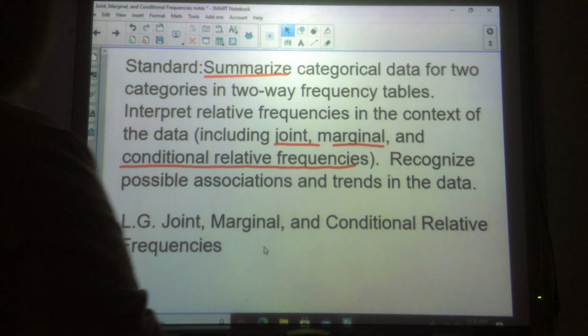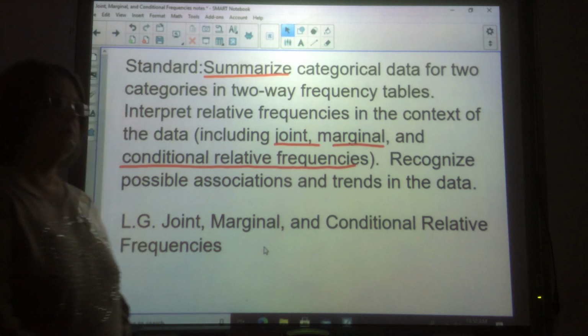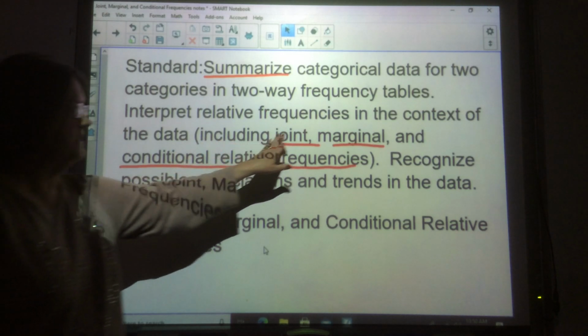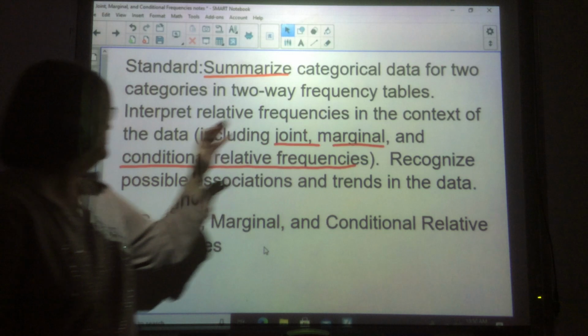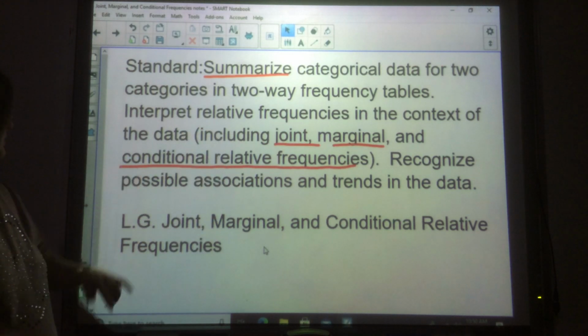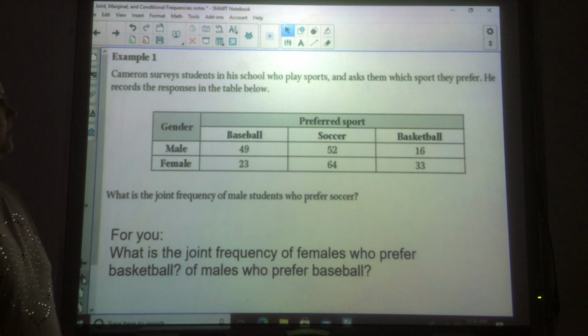Okay, we're going to be looking at two-way frequency tables and joint, marginal, and conditional relative frequencies. As you can see in the standard, it says including joint, marginal, and conditional relative frequencies. So that's what we'll be looking at, okay?